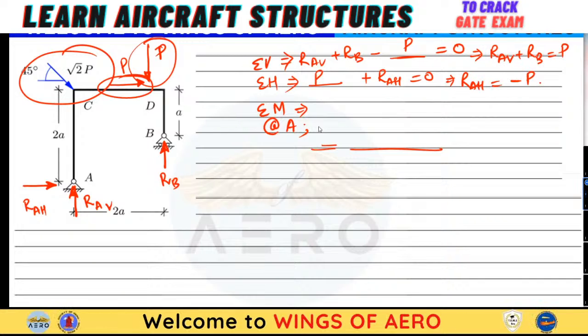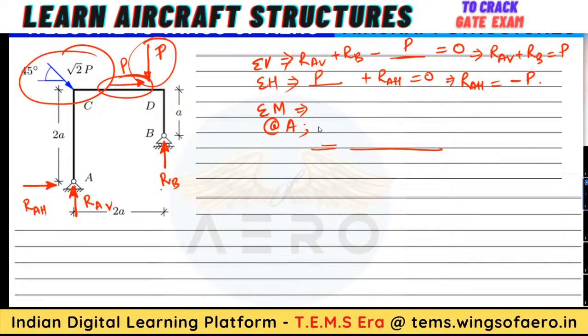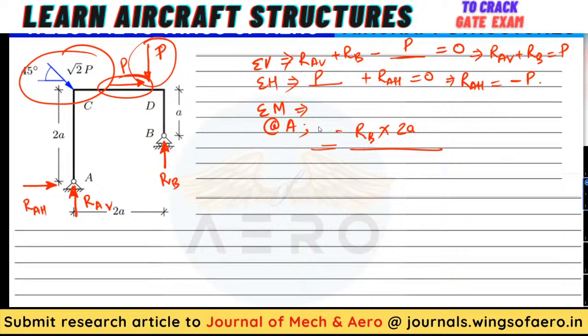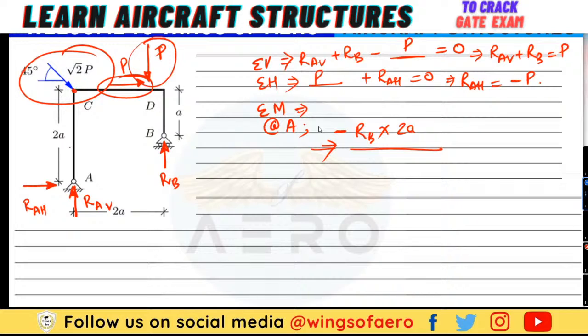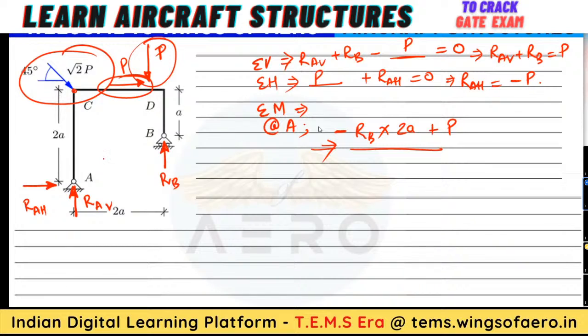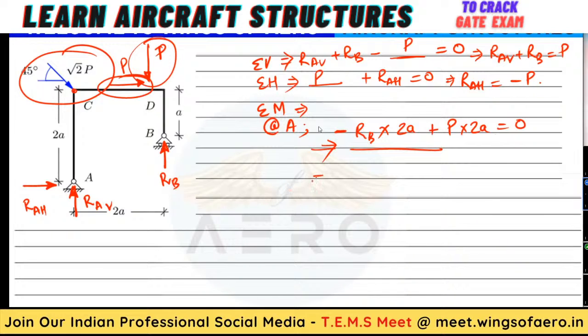So you need to find out either RB or RAV. So take the moment about the point A. RB into the perpendicular distance, which is 2A, in the anti-clockwise direction, is negative. Then the force along this direction passes through point C, so that comes to 0. Here we have P, again clockwise direction, positive, into perpendicular distance 2A, equated to 0. So from here I can write RB equals P.